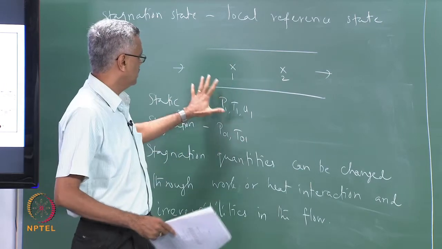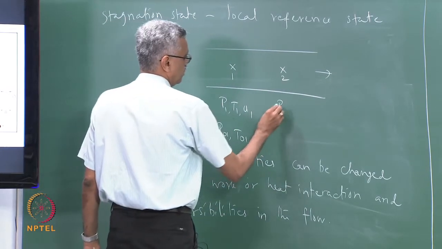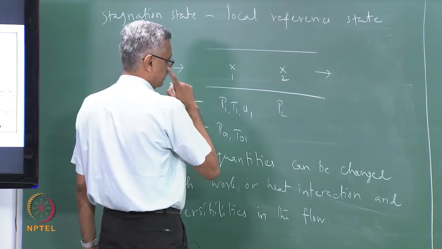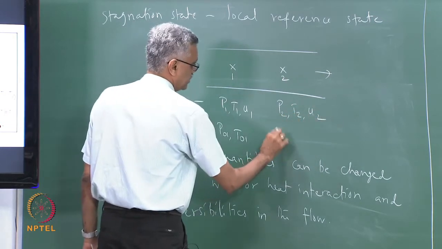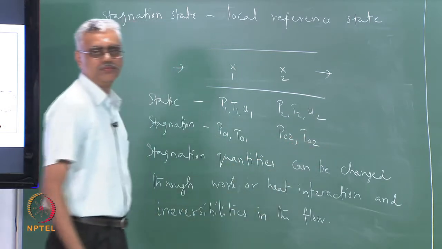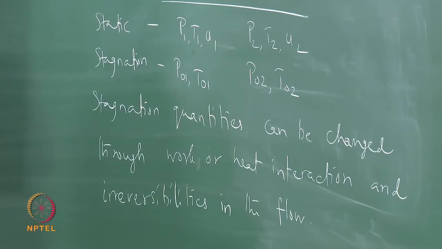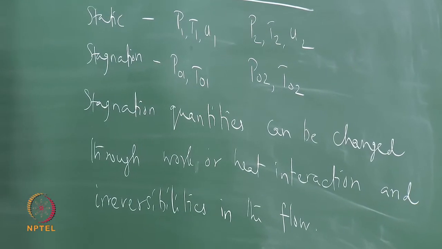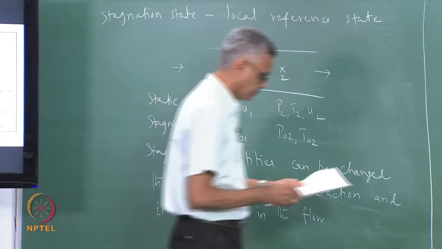Okay. Now, let us see how P02 and T02 are related. So, the static state corresponding to state 2 is P2, T2, U2 and the stagnation state corresponding to that is P02, T02. So, we want to see how P02 and P01 are related, if they are related, and how T02 and T01 are related. That is what we are going to see next.